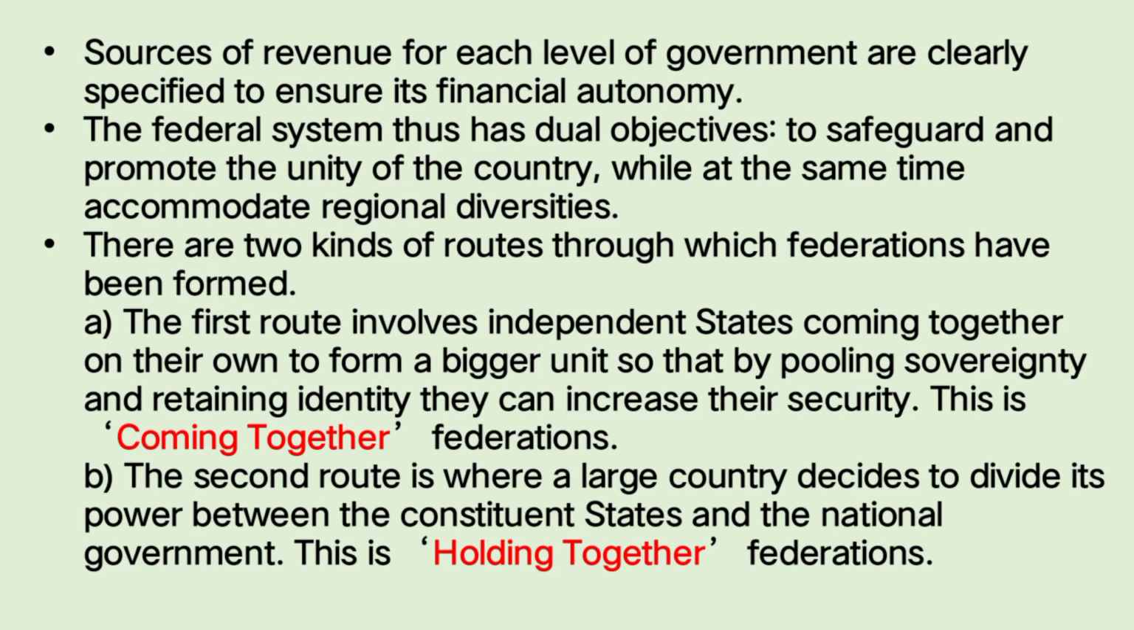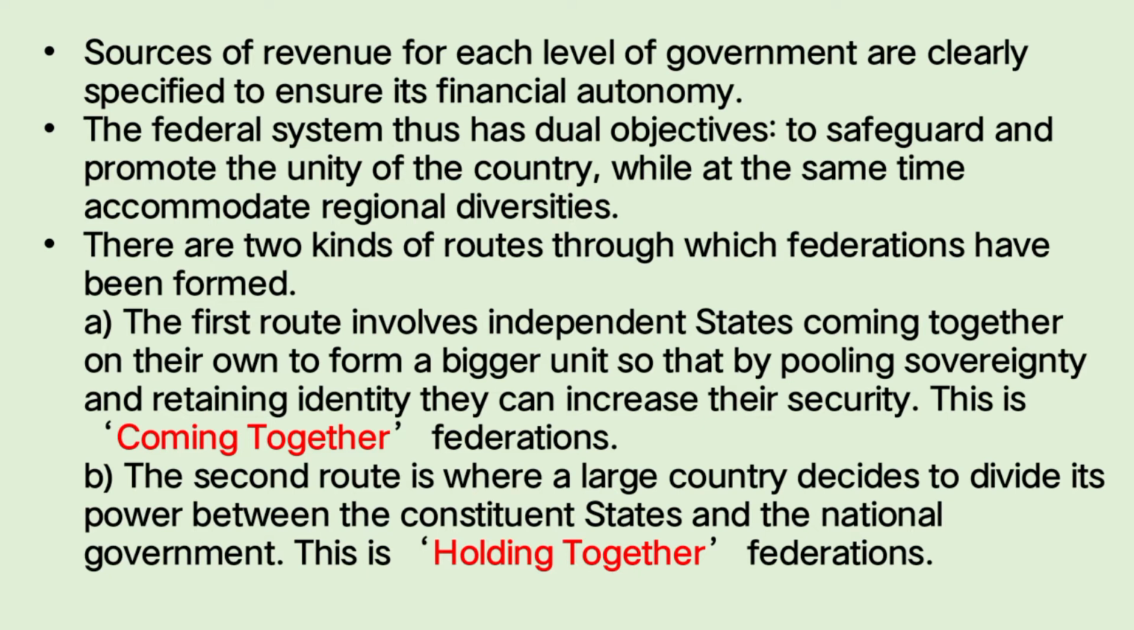There are two kinds of routes through which federations are formed. Number one involves independent states coming together on their own to form a bigger unit. They pool their sovereignty, that is, the supreme authority, and also retain their own identity and increase their security. When they come together, the strength becomes more. That is the coming together federation.